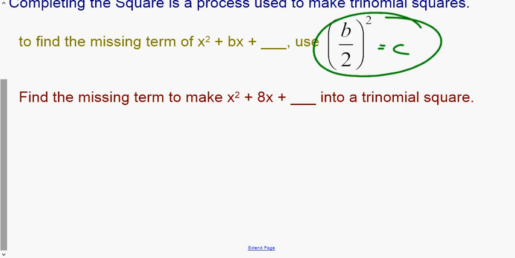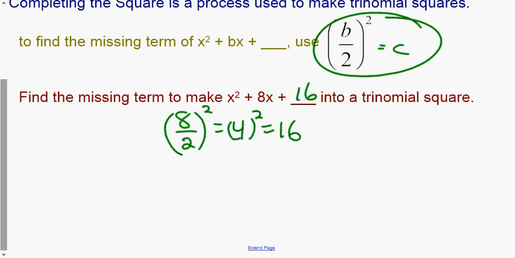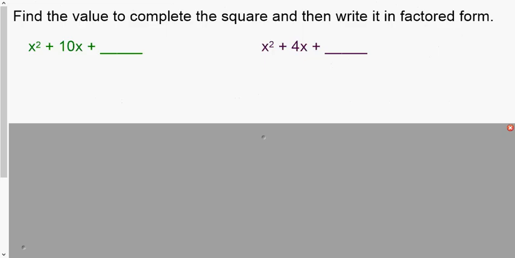So find the missing term to make x squared plus 8x plus blank into a trinomial square. You're going to take your b term and divide it by 2. So 8 divided by 2 is 4. Squared is 16. So 16 goes on that missing line. So x squared plus 8x plus 16 is a perfect square trinomial.